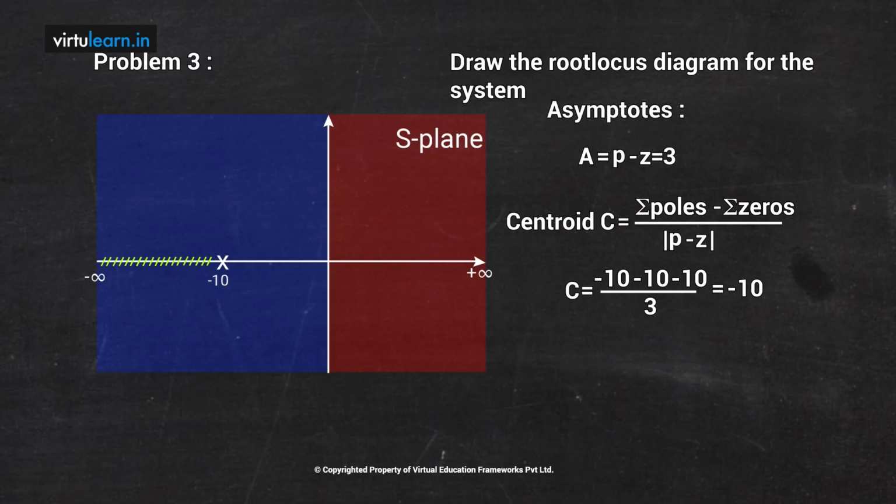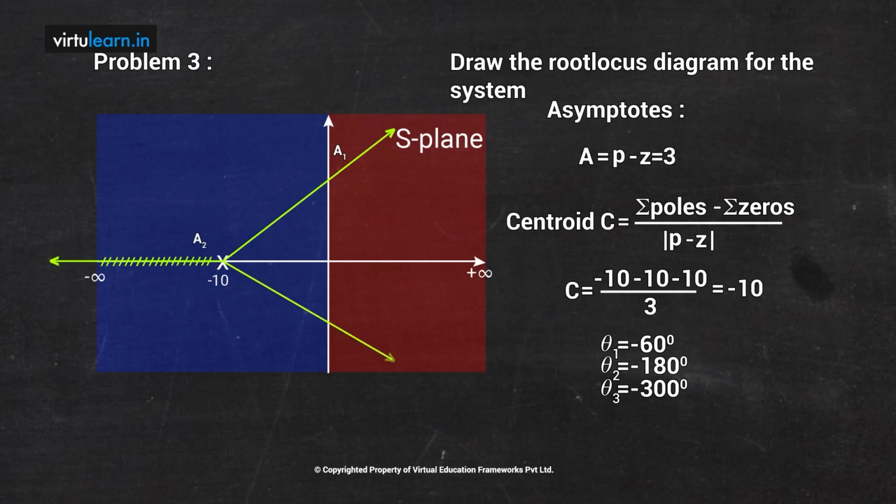Then there are 3 asymptotes, theta 1, theta 2, theta 3. Directly we can write down those asymptotic angles. Theta 1 is 60, theta 2 is 180, theta 3 is 300. Therefore from the centroid you draw the first one, A1, with 60 degrees, the second towards the left direction towards minus infinity, that is A2, and the third in a downward direction, that is A3, with 300 degrees. So all 3 asymptotes, the centroid, and pole locations are available.